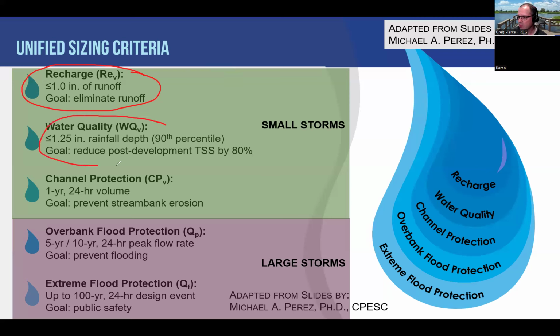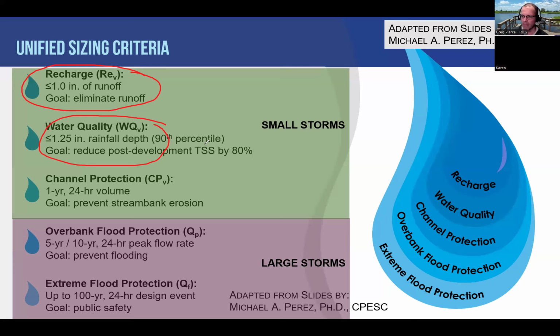Then there's the water quality standard, which focuses around 90% of the storms that happen in Iowa. And that's about 1.25 inches of rainfall depth across the state. So having practices that capture, slow, filter, and provide basically water quality improvements. The goal, or one of the primary goals, is to try to reduce total suspended solids by about 80%.